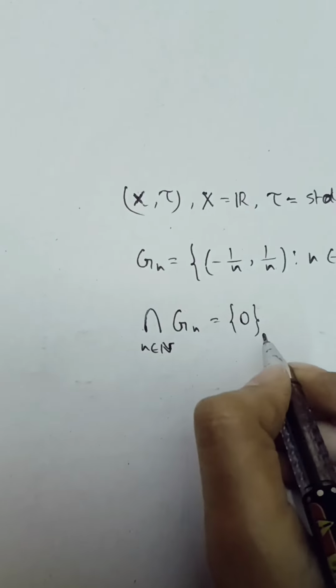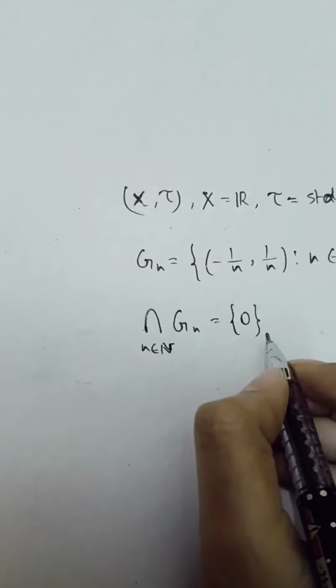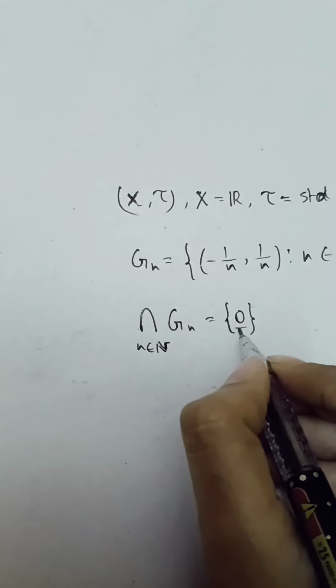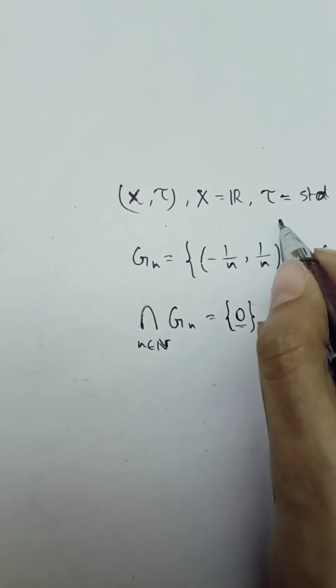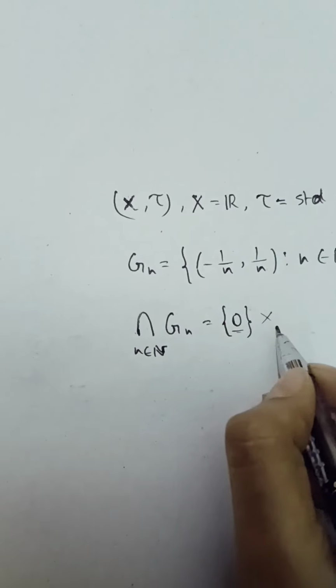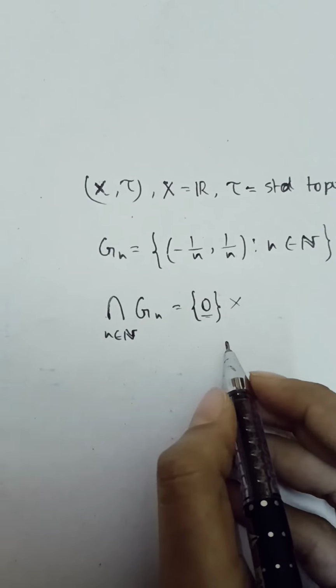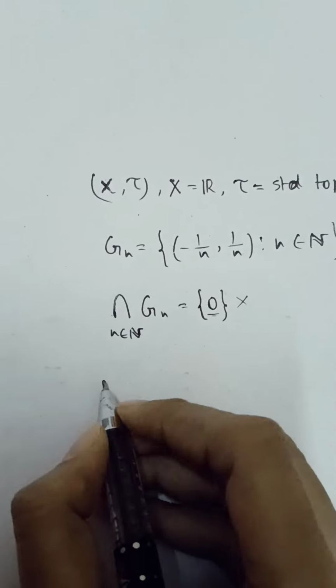Only 0, the singleton {0}. Is it open or not? No. Since this is a singleton, there is no such element in tau. So this is not open. So in this case, the intersection of an infinite number of open sets is not open.